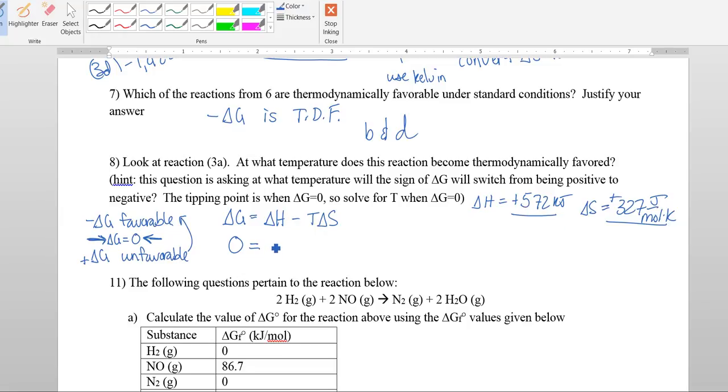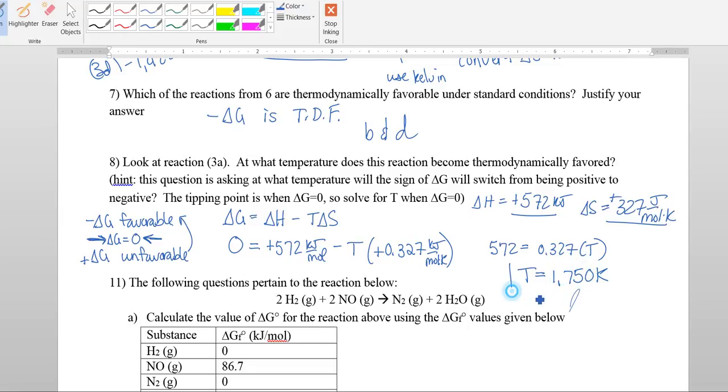Delta H is positive 572 kilojoules per mole. We don't know temperature, that's what we're trying to solve for. But S is 0.327 kilojoules per mole Kelvin. If you rearrange this, you end up with 572 equals 0.327 times T, and when you solve for T, you end up with 1750 Kelvin being your answer there. Okay, so those are questions.